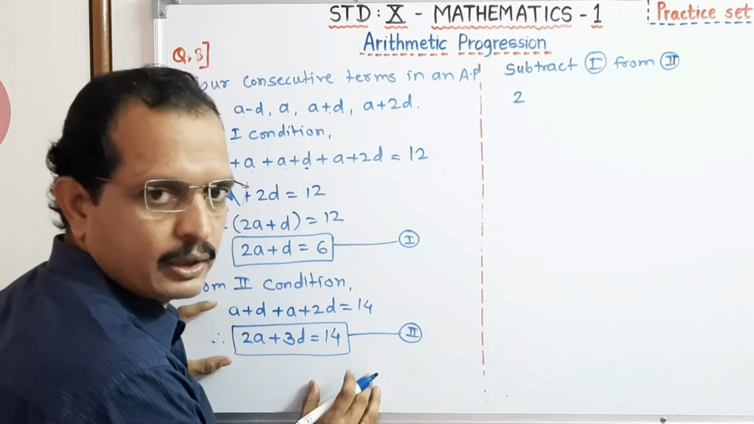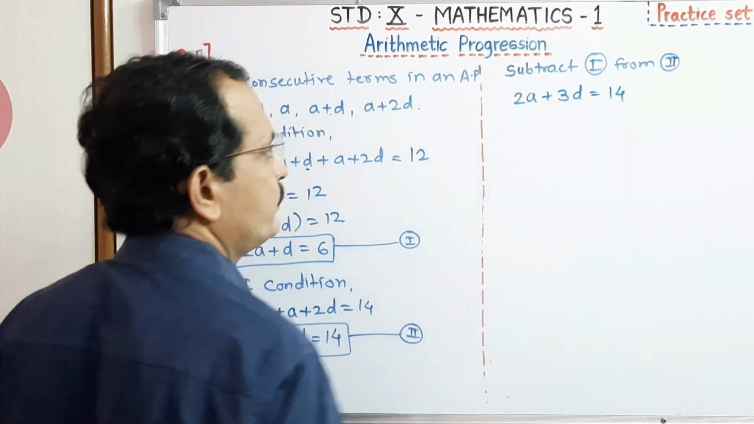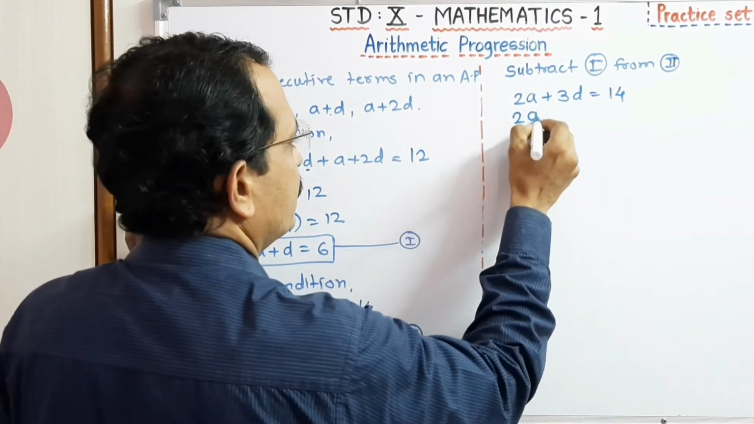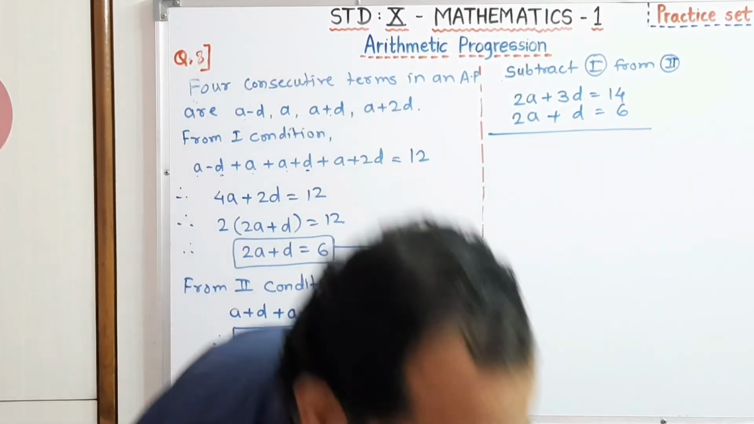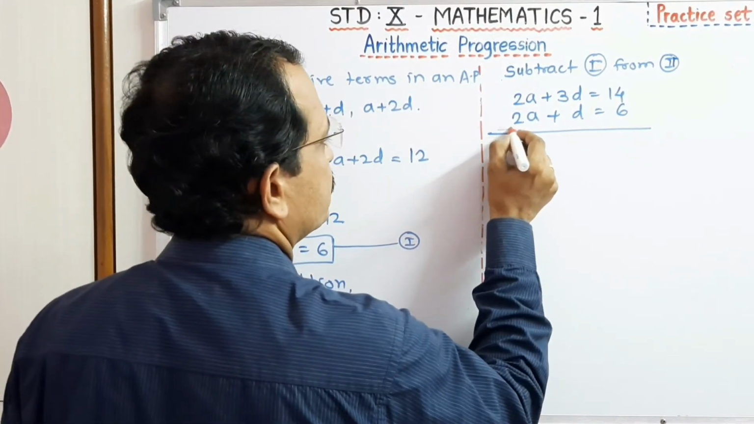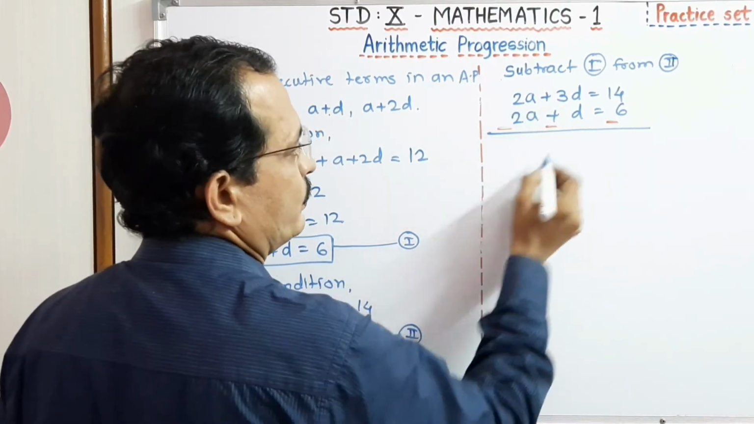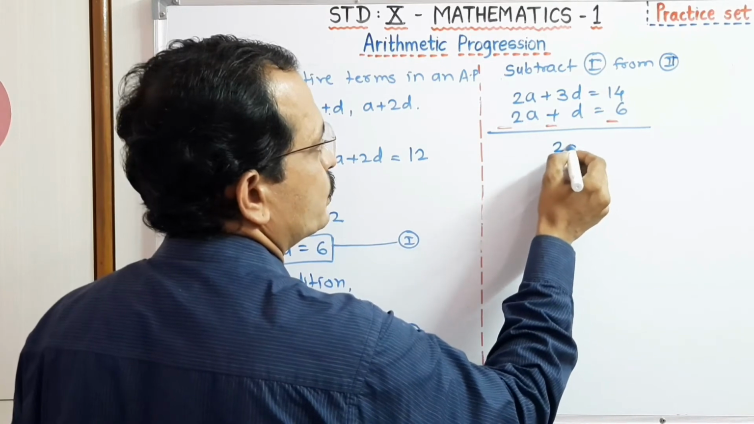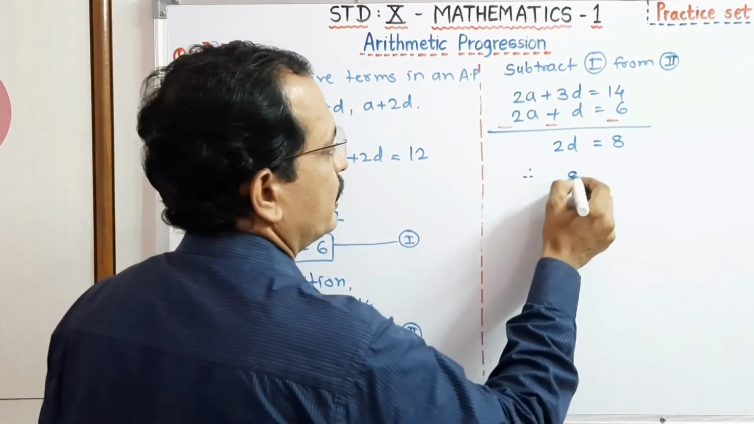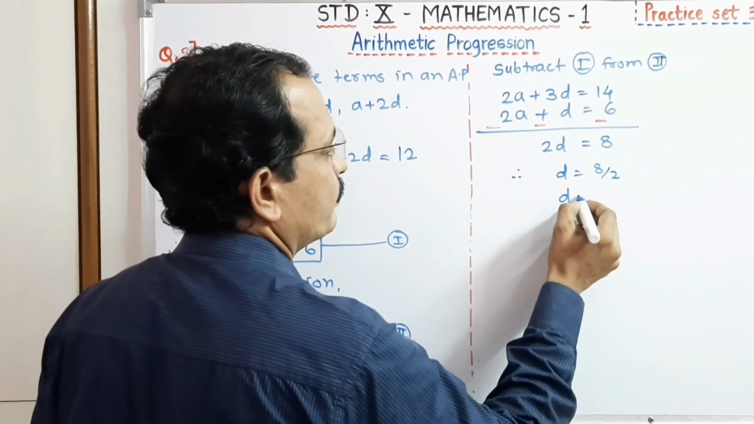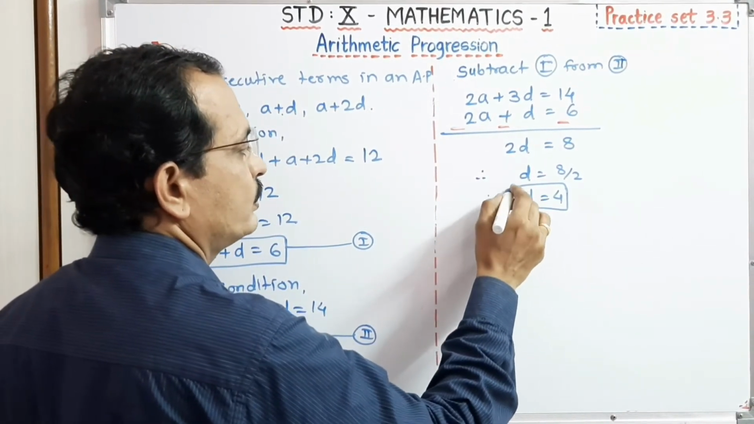Now first of all we have to write the second equation. Therefore it is 2a plus 3d is equal to 14, and the first 2a plus d is equal to 6. We have to do the subtraction. Therefore we have to change the sign. This plus will become minus, this minus and this minus. Now see here, 0, 3d minus 1d, it is 2d is equal to 8. Therefore d is equal to 8 upon 2. Therefore d is equal to 4. We got here the value of d as 4.